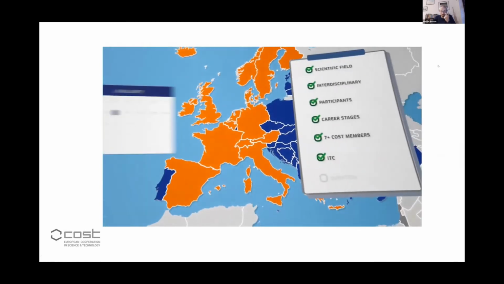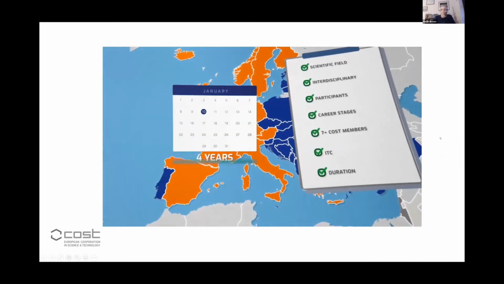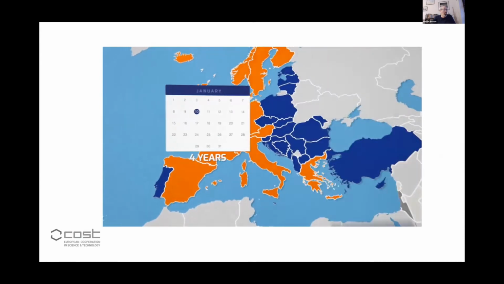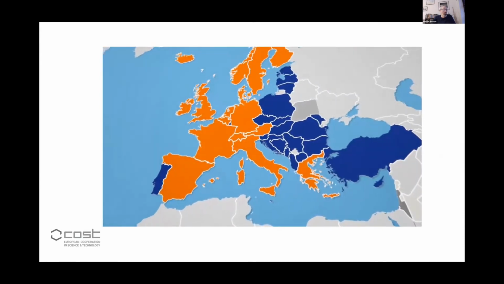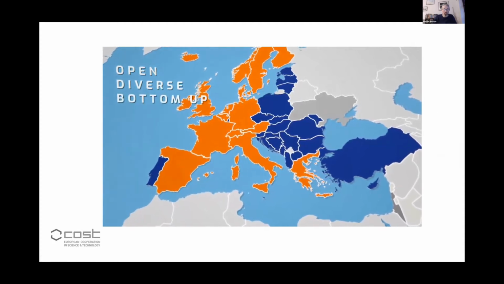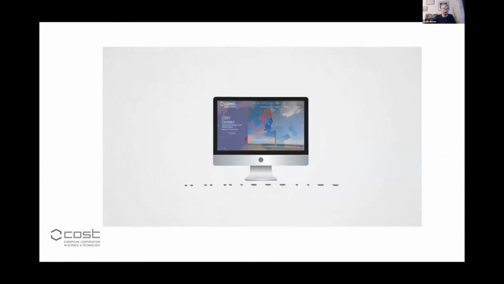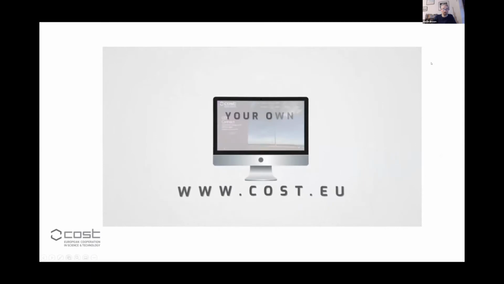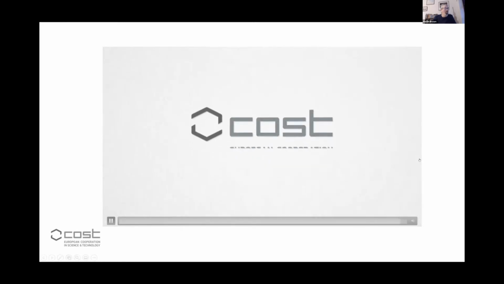If your proposal is selected, you'll receive funding for 4 years. And if new partners or experts want to join during that period, no problem. COST is open, diverse, and bottom-up. Why not discover more on our website? You can propose your own COST Action or browse more than 200 ongoing ones. Let's unlock the full potential of science.